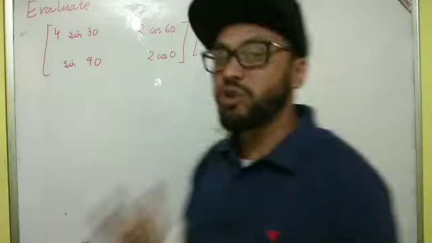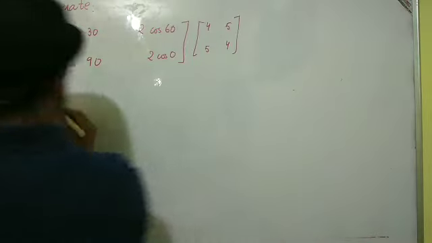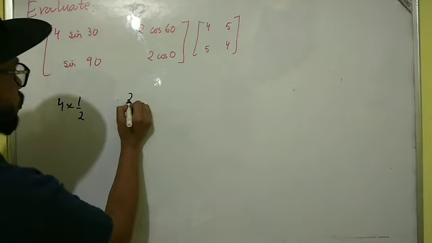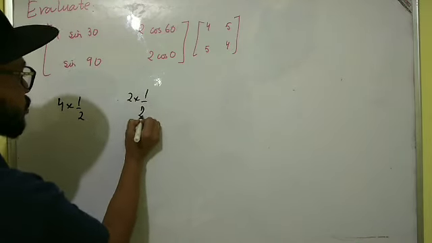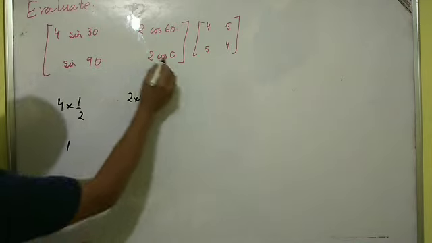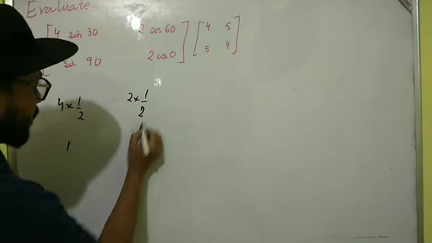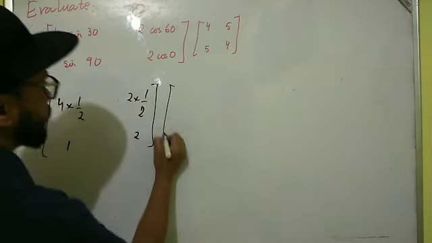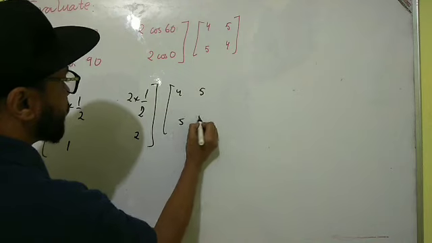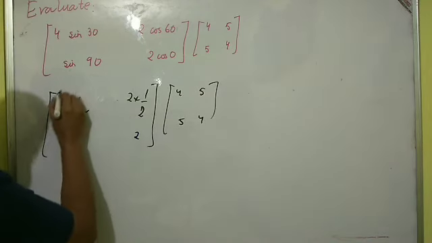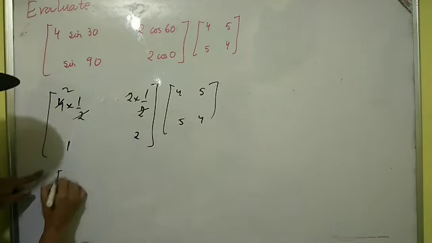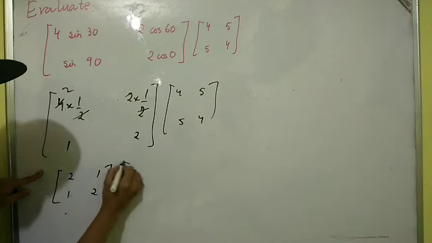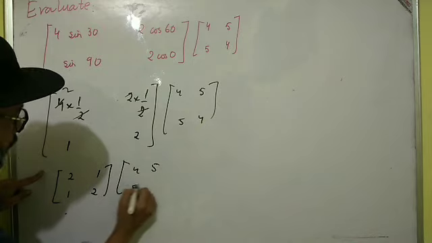So this will be 4. Now sine 30 is 1 by 2. So 2 into cos 30 is 1 by 2. Sine 90 is 1 and cos 0 is 1. Now since 2 is there, 2 ones are 2, into 4, 5, 5 and 4. So this will get cancelled, this will get cancelled. So we'll get 2, 1, 1 and 2 into 4, 5, 5 and 4.